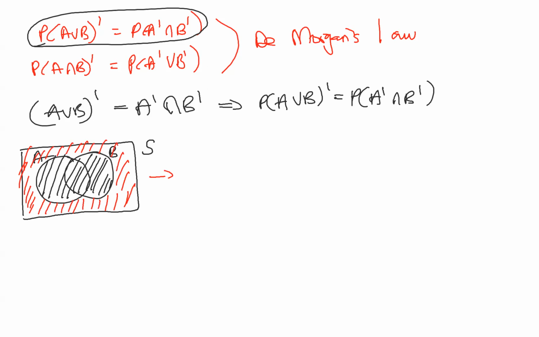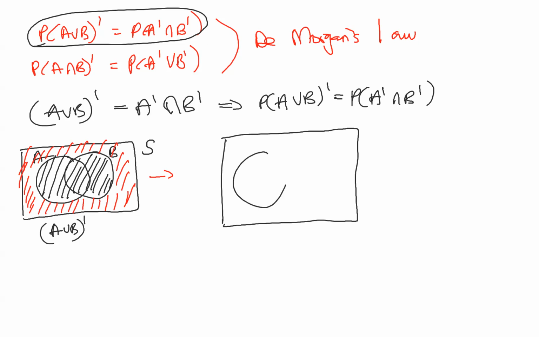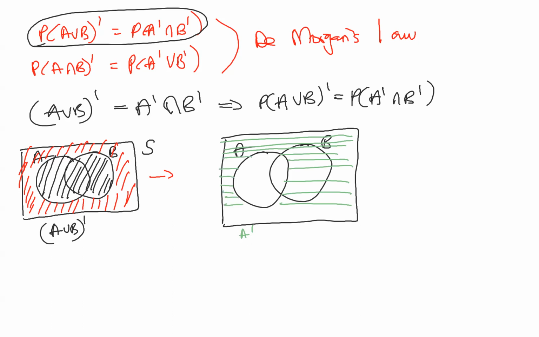Now, how about A complement intersection B complement? So we have A and then B, A, B. First of all, let's shade A complement. So A complement is everything outside A. So everything outside A is A complement within the sample space.